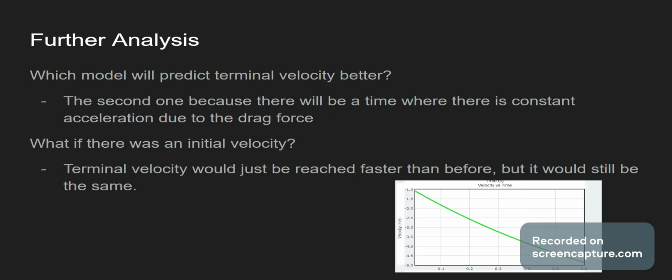For some further analysis, which model will predict terminal velocity better? Obviously the second, because there will be a time where there's constant velocity due to the drag force. What if there was an initial velocity? That means the terminal velocity would just be reached faster than before, but it would still be the same.